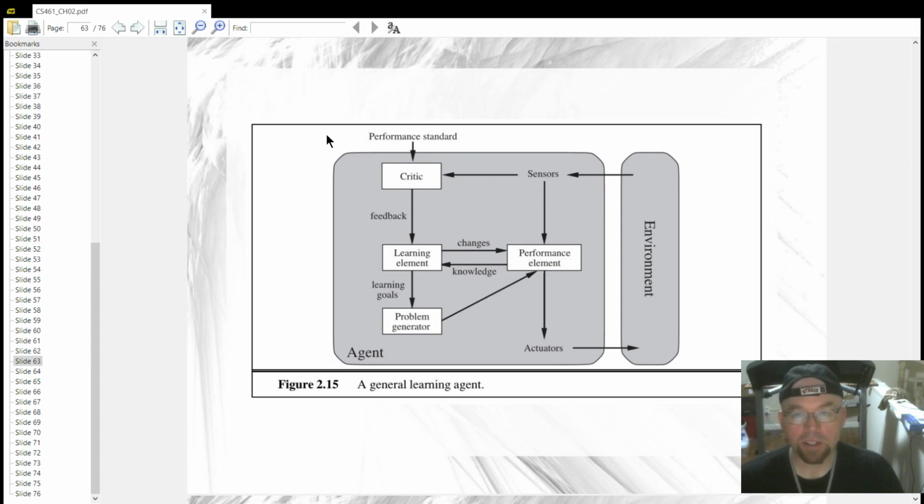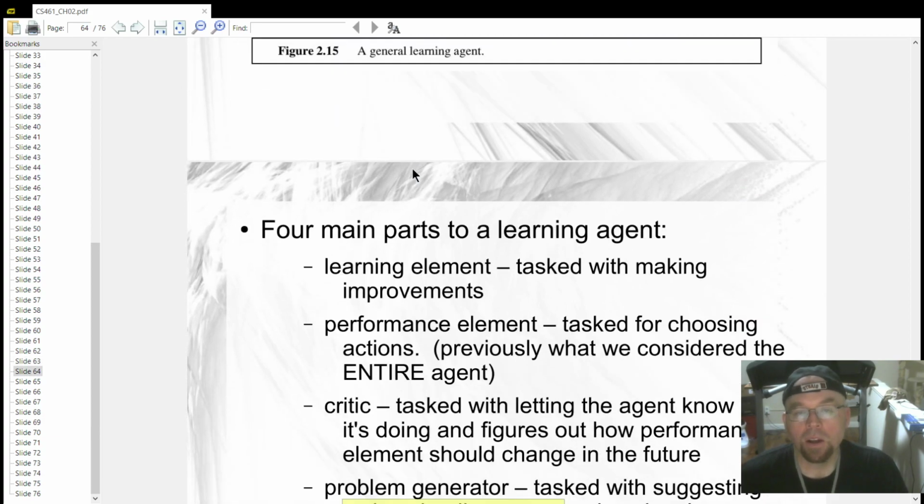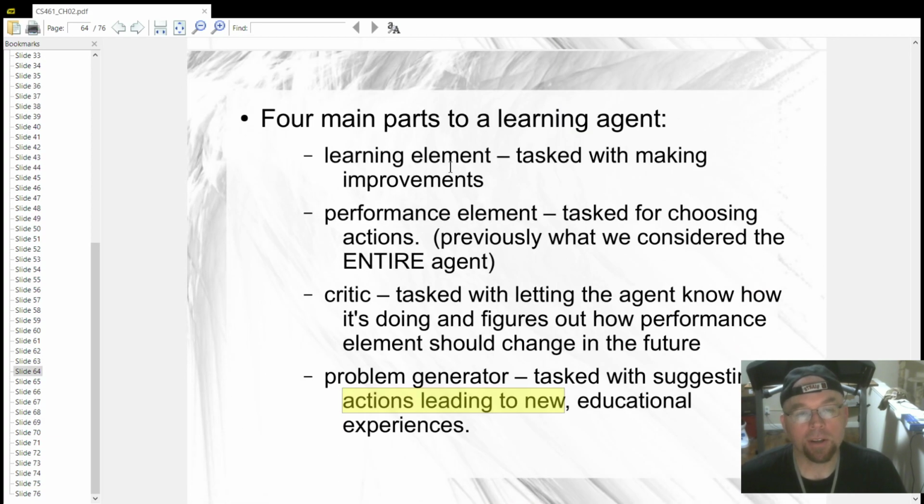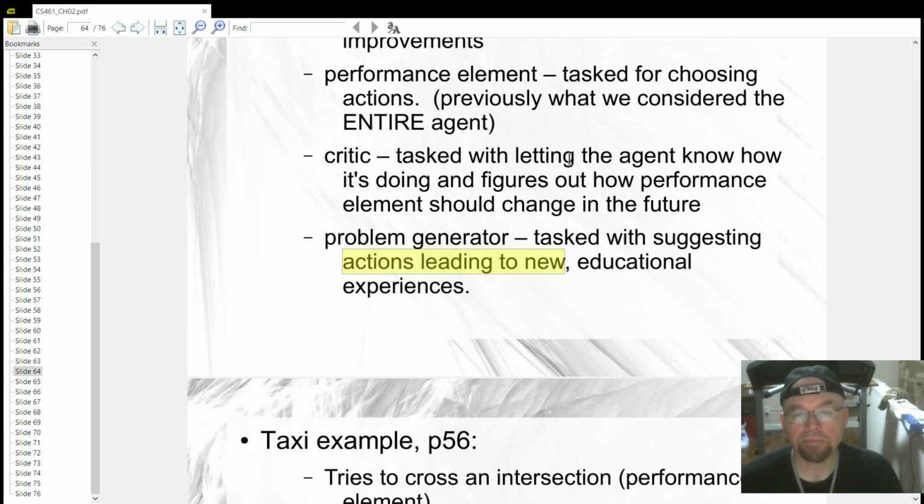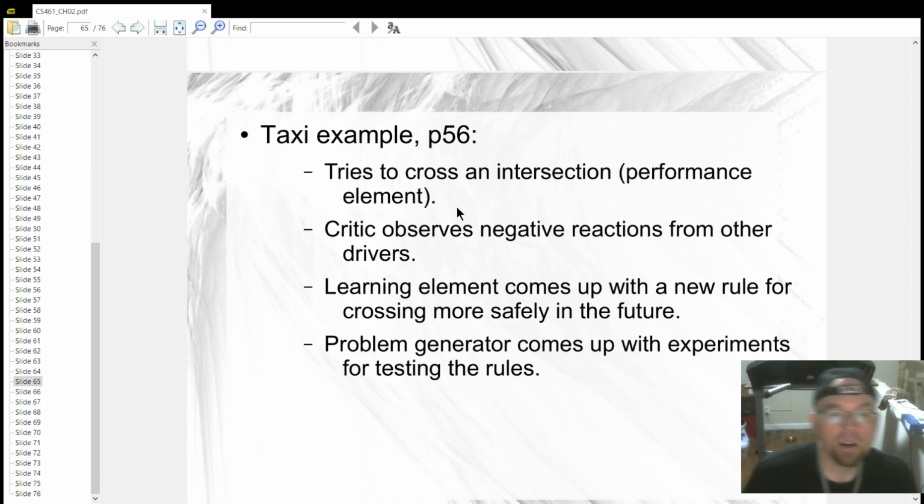Oh, and I almost forgot to mention, right, the performance standard, right? So you have some standard that you as the designer have to impose upon it, so that way the critic has some standard by which to criticize the agent, right? There's some kind of standard that you have to impart, that you have to come up with, that the critic uses to criticize itself, okay? That it uses to criticize decisions. All right, so the taxi makes a decision.